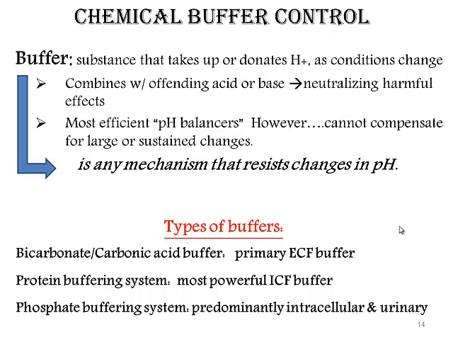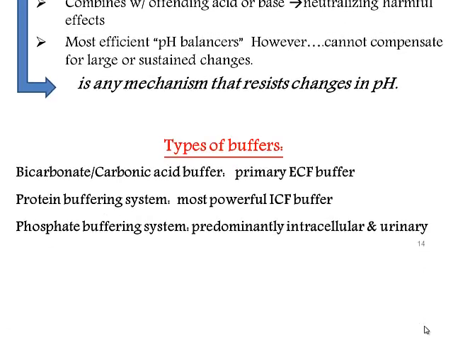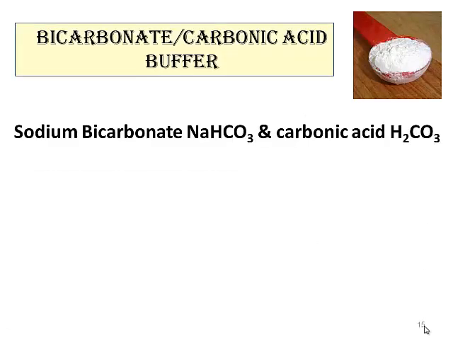Well, how quickly do you think these buffers act? They act immediately. Thus, they are referred to as the most efficient. The bicarbonate carbonic acid buffer accounts for over 50% of all chemical buffering. Sodium bicarbonate, NaHCO3, is a weak but important buffer because it facilitates the conversion of a strong acid like hydrogen to a weaker acid like carbonic acid.